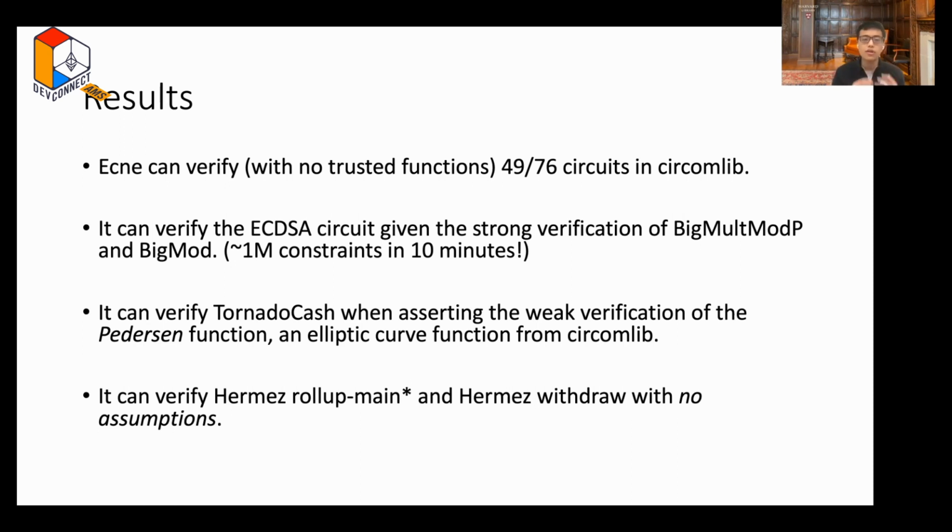Recently, we also ran it on Hermez, and we discovered that it can verify Hermez rollup main with some asterisks that have to do with authentication, and Hermez withdraw with no asterisks, with absolutely no assumptions on trusted functions. So this is also very cool because Hermez is also a very well-used set of circuits.